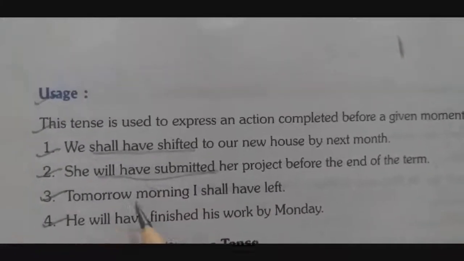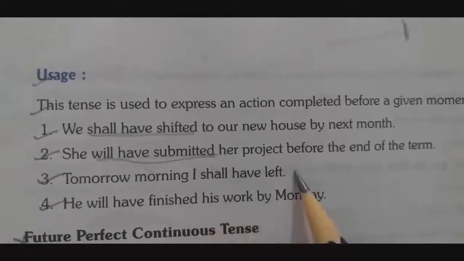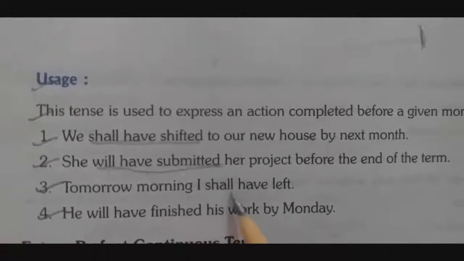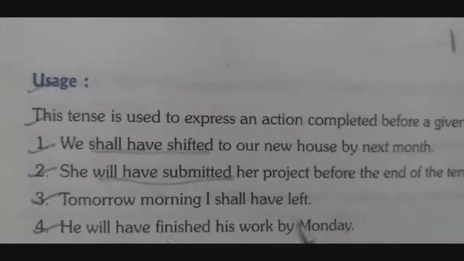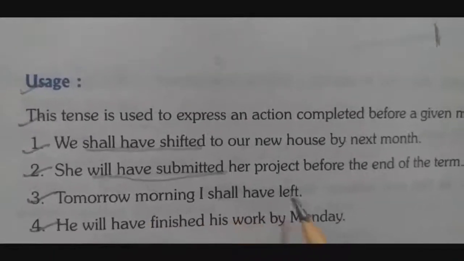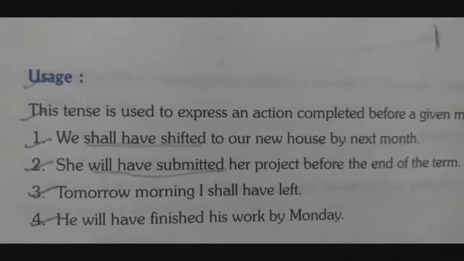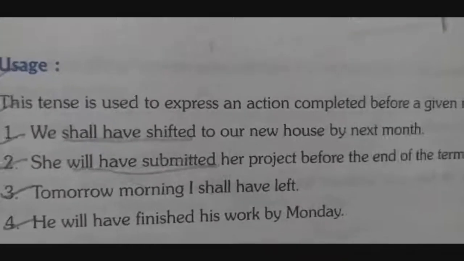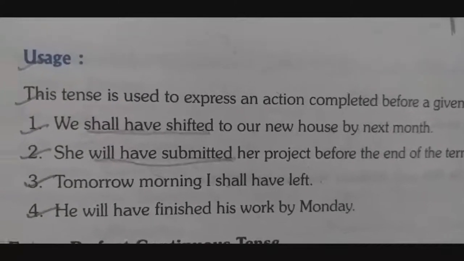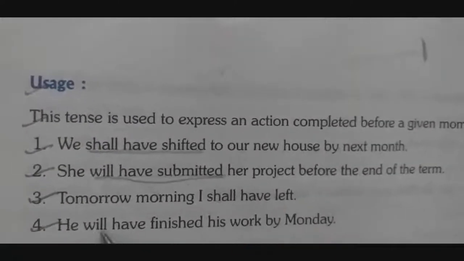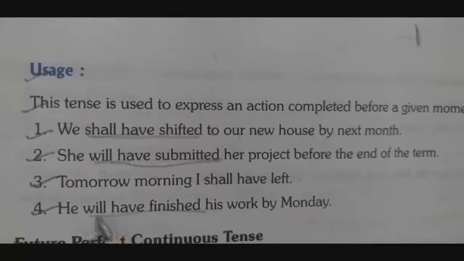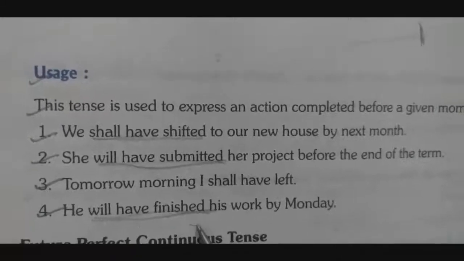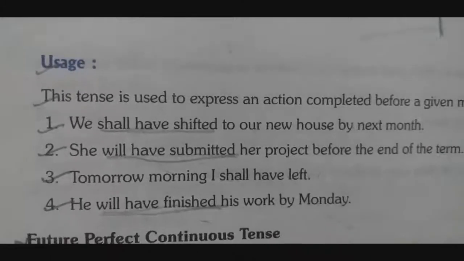Now next, number 3. Tomorrow morning I shall have left. So here I am telling कि कल जैसे कि example इतने बजे तक मैं यहाँ से जा चुकी होंगी. Tomorrow morning I shall have left. Example number 4. He will have finished his work by Monday. Monday तक वो अपना काम ख़त्म कर चुके होंगे. Okay, so he will have finished is future perfect tense. He will have finished his work by Monday.